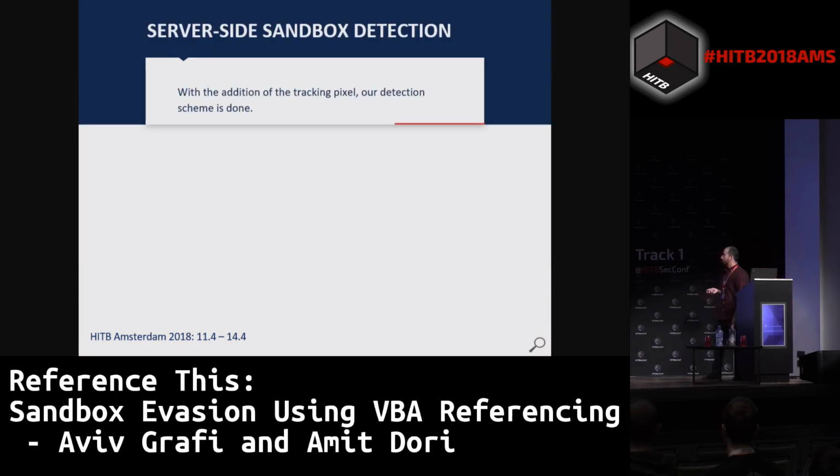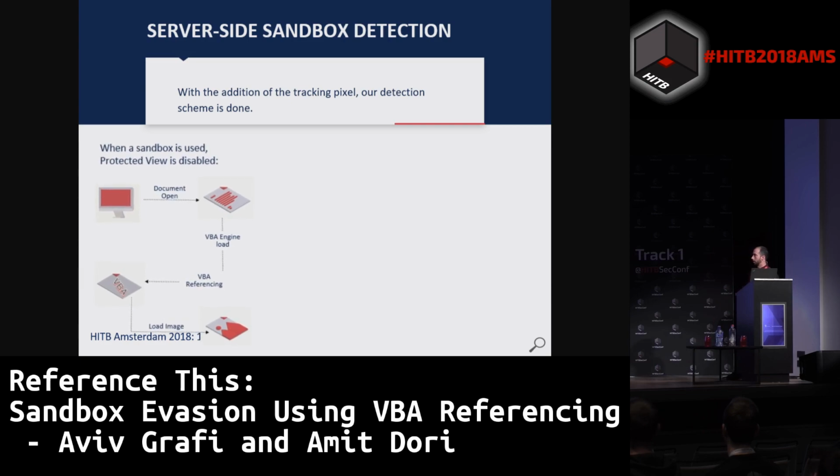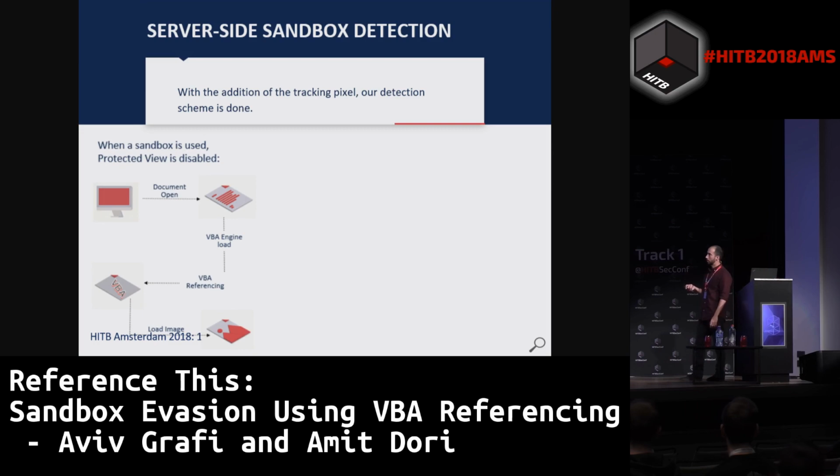So this is the detection part, and this is what it looks like. When the document is being opened in the sandbox, this is the flow we're going to get. So, document open in a sandbox. Immediately, no protected view, so the VBA engine is loaded, causing VBA referencing to occur, fetching the VBA project from the attacker's machine. This finishes the loading of the document, and now the document continues with the other elements. In this case, it's the image, and it loads the image from the attacker's machine.